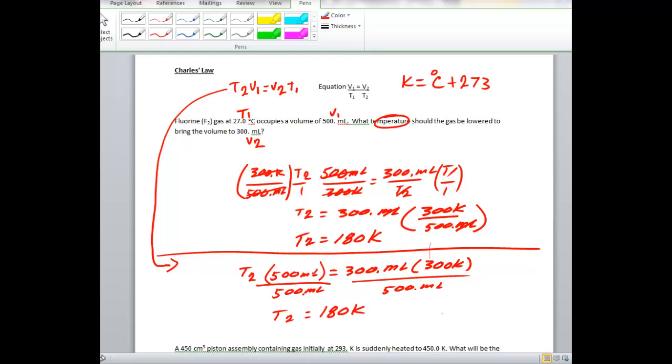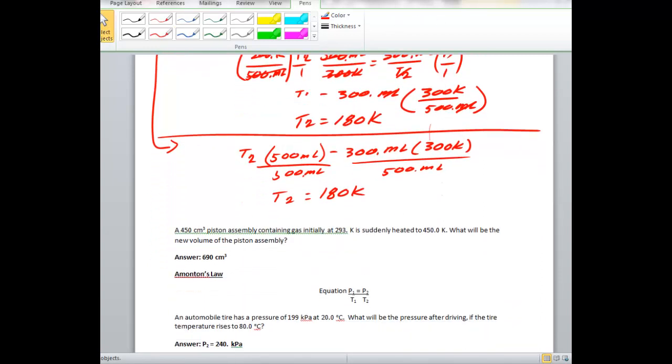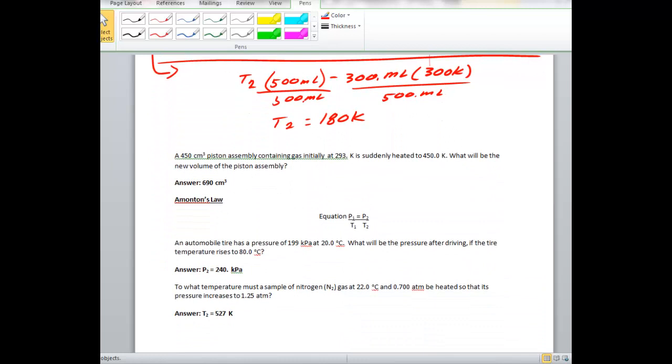All right. I have a practice problem available for you, so you can try either method. Always remember to convert to Kelvin temperature. I provided you the answer here.